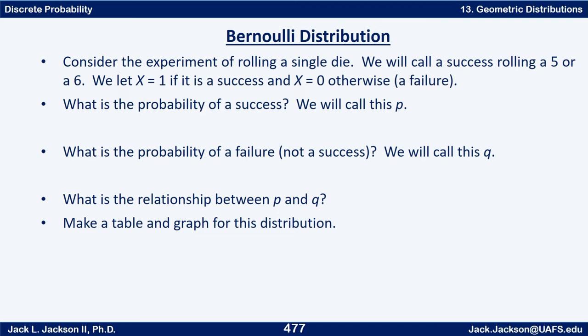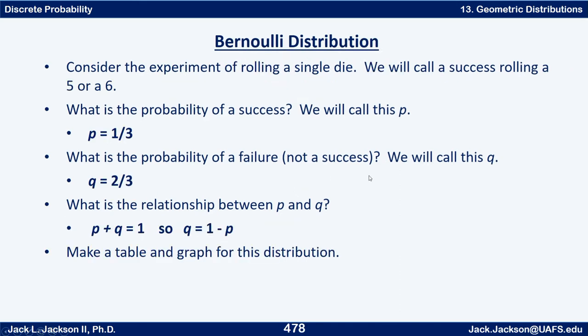So what's the probability of a success? We're going to call this P. What's the probability of a failure? We'll call this Q. What's the relationship between P and Q? And then make a graph and a table for this distribution. You should be able to figure this out. Press pause now.